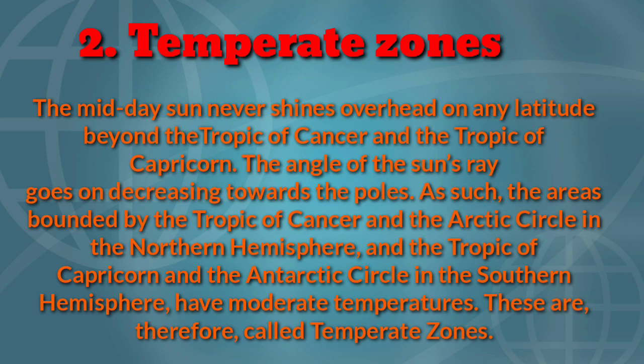Temperate zones. The midday sun never shines overhead on any latitude beyond the Tropic of Cancer and the Tropic of Capricorn. The angle of the sun's ray goes on decreasing towards the poles. As such, the areas bounded by the Tropic of Cancer and the Arctic Circle in the northern hemisphere and the Tropic of Capricorn and the Antarctic Circle in the southern hemisphere have moderate temperatures. These are therefore called temperate zones.